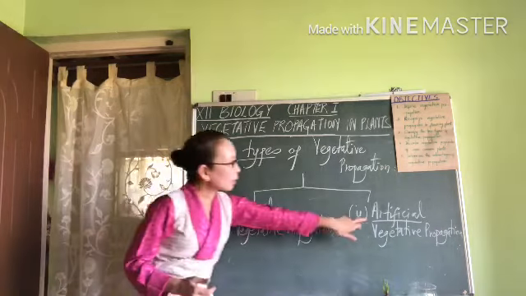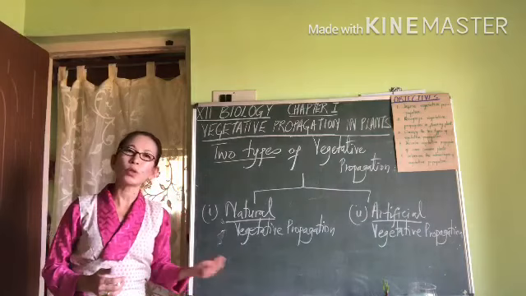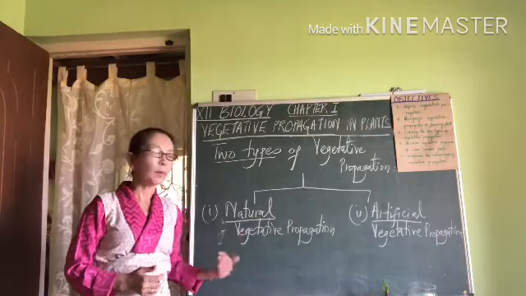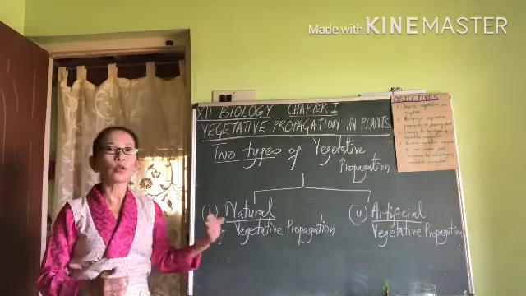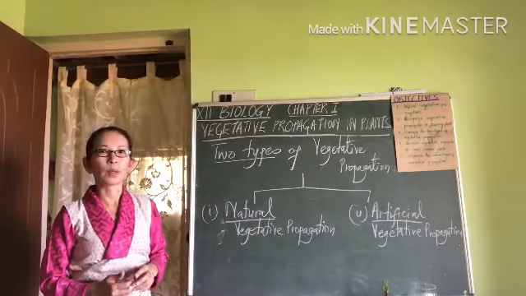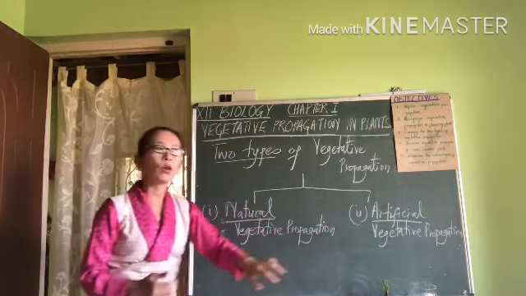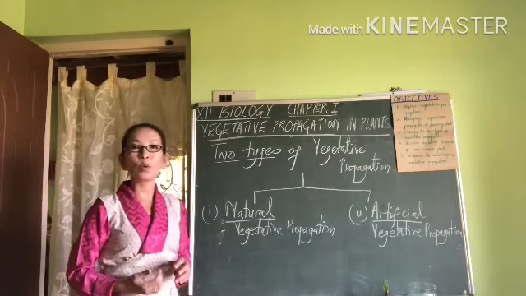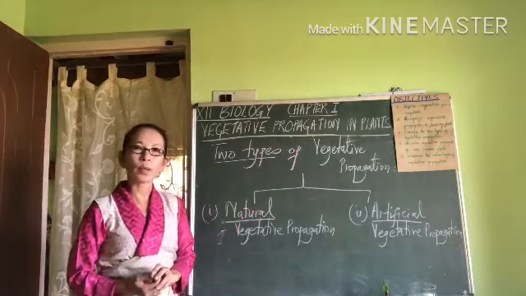Whereas when we have the artificial vegetative propagation, artificial means to say here it is not happening in nature on its own, but then we have the vegetative propagation being carried out by humans. Okay, and this is a very, very common practice which many of the agriculturists and many of the horticulturists have explored by understanding the science of vegetative propagation.